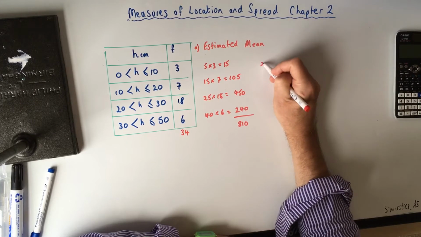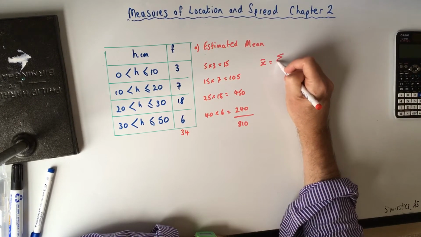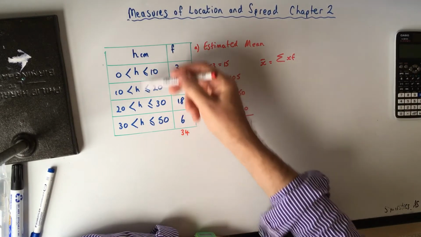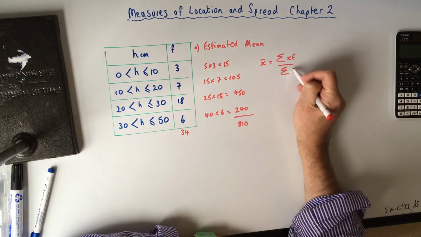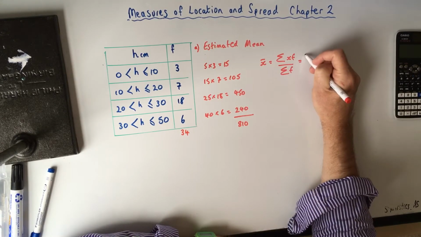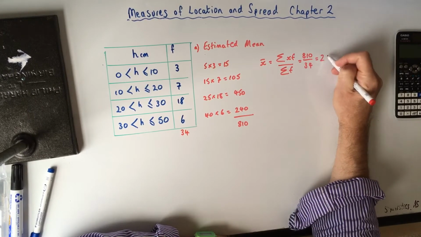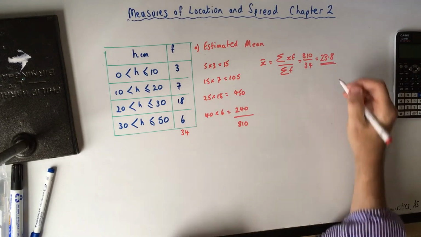And again, the mean, remember the symbol for the mean, is equal to the sum of xf, so x being the midpoint times the frequency, divided by the sum of the frequencies, which of course is 810 divided by 34, which works out as 23.8, rounded off to 1 decimal place, centimetres.